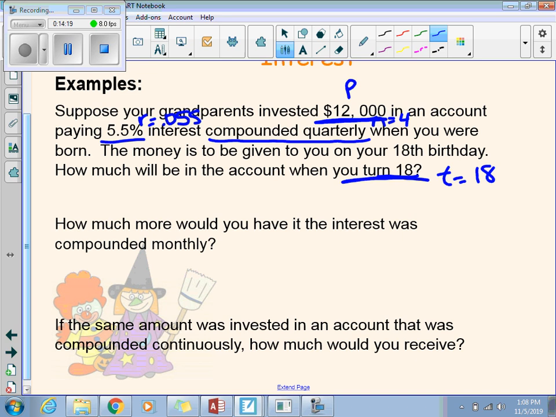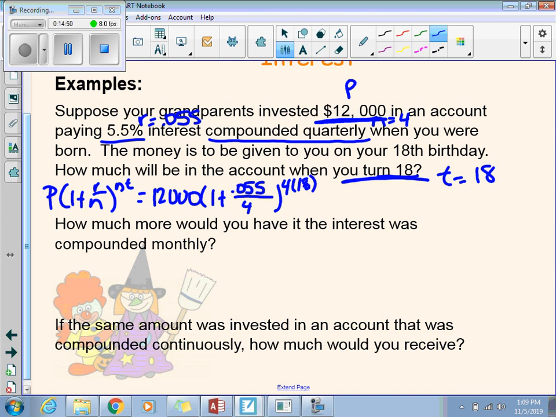We're asked how much will be in the account when I turn 18. So I've got A equals P times 1 plus r over n, to the nt, and I've just got to plug in. My initial value was $12,000, times 1 plus my rate, which was 0.055, over my compound, which I'm compounding quarterly, so that's a 4. That is 4 times 18.